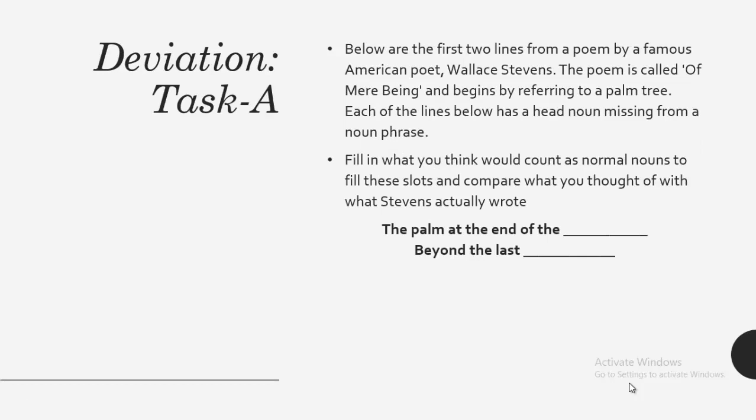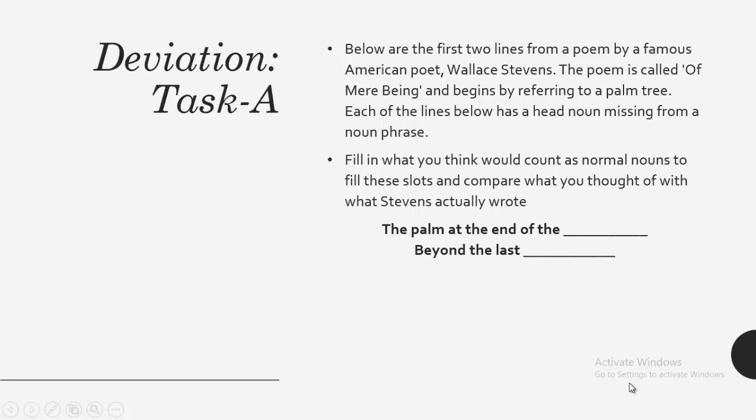So now I have a task for you. You can see there are two lines here in bold and there are two blanks here. These are two lines from a poem by a famous American poet, Wallace Stevens. The title of the poem is Of Mirror Being, and it begins with these two lines. These are the beginning lines of the poem.